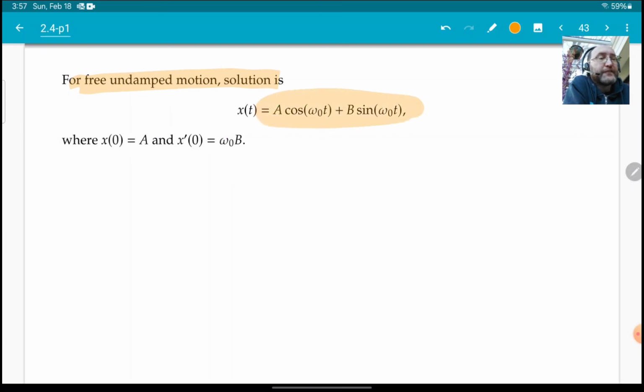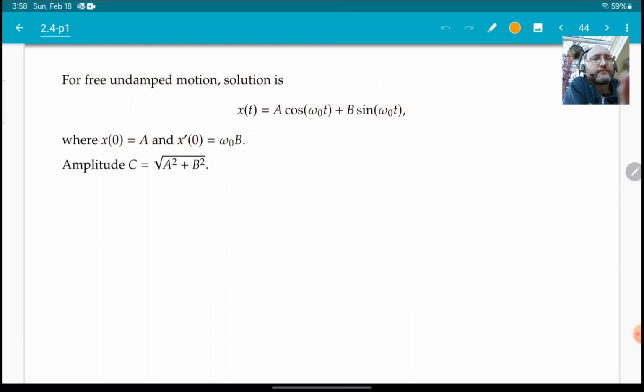So in general, free undamped motion has this solution where this is the natural frequency, the angular frequency, and then the initial condition is x at 0 is a, and x prime at 0. One of these omega naughts will come out, so the initial velocity is omega naught times b. So you can solve for either the initial velocity or b, one from the other. The amplitude, we've already seen, is the square root of a squared plus b squared.